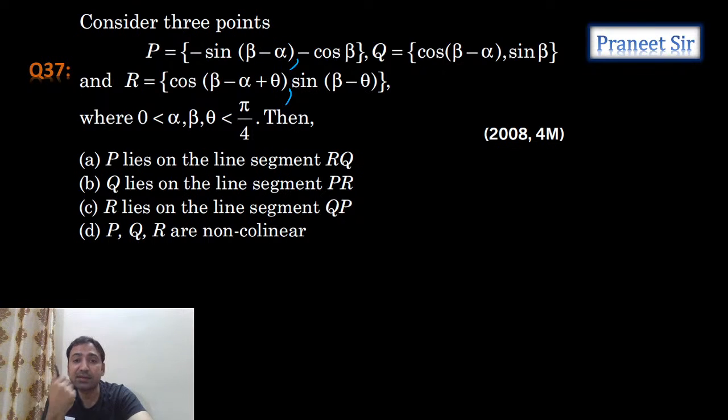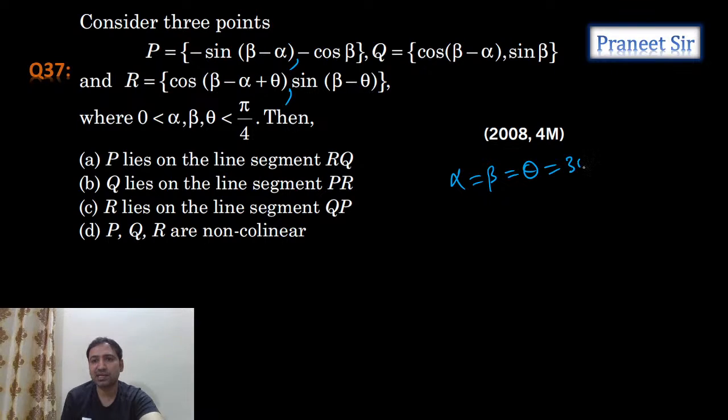Right. So guys, tell me, can we take any values for alpha, beta, theta? Can we take something like 30 degrees, 30 degrees, 30 degrees? Can I take it like this? Let's take an example: alpha equals beta equals theta equals 30 degrees, pi by 6. If we substitute all these values here, let's see what we get.